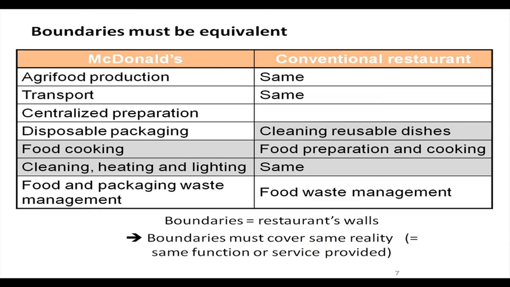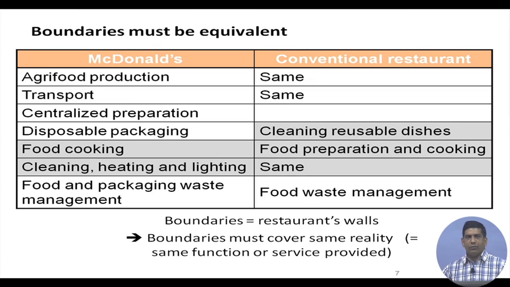So we need to make sure that, when we calculate environmental impact, we are including all the aspects and not giving undue advantage to, say, McDonald's or to a conventional restaurant. Most of these McDonald's and these kinds of stores have disposable packaging, so they will produce a lot of waste from that. But if you look at a conventional restaurant, they use reusable dishes.